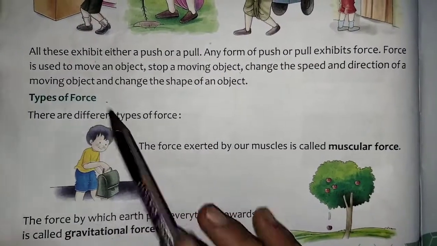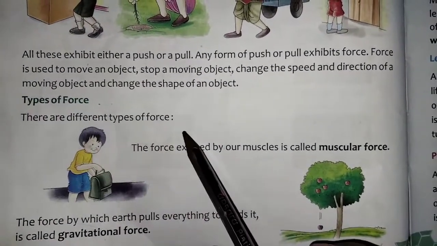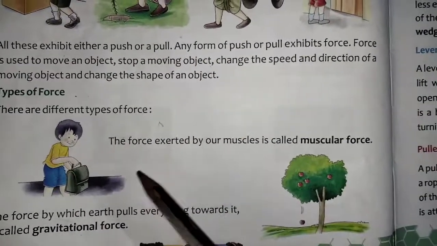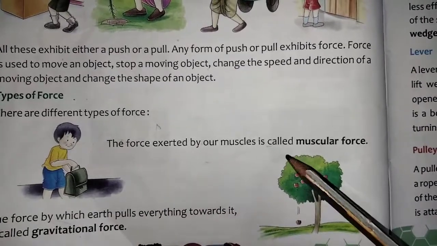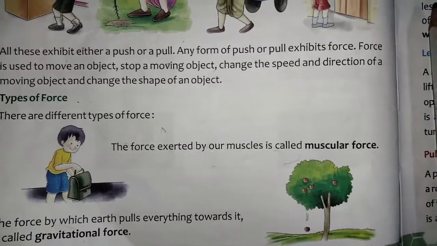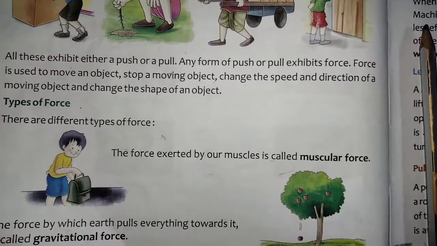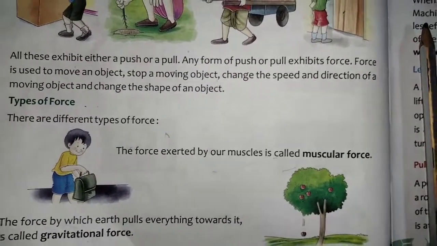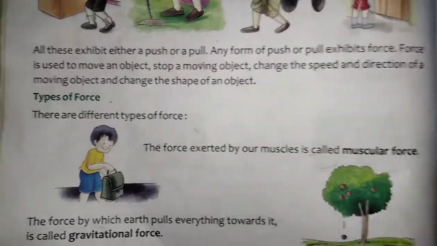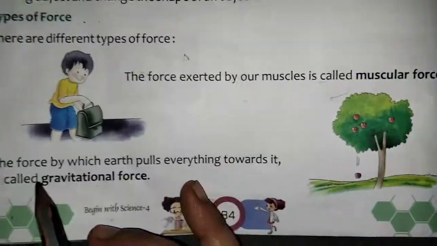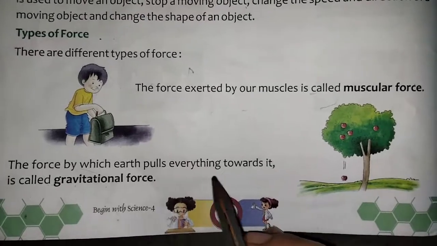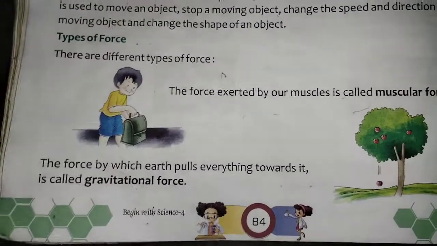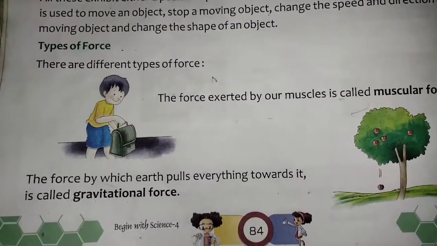Types of force. There are many different types of force, children. The force exerted by our muscles is called muscular force. The force by which the earth pulls everything towards it is called gravitational force.